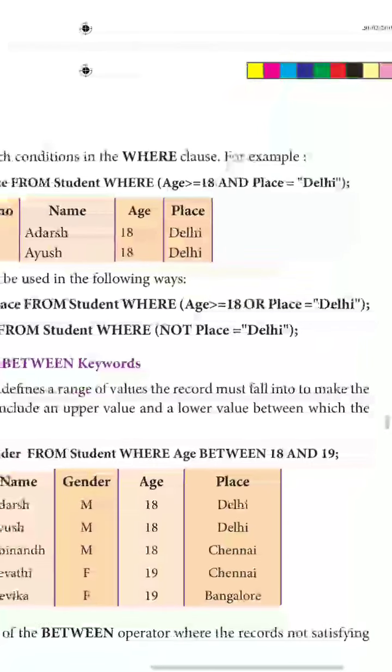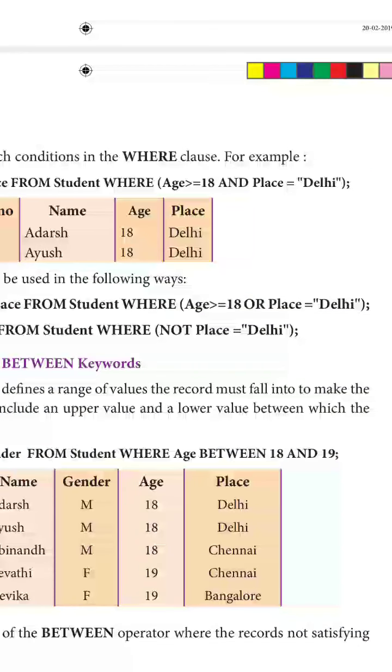And you can also use these and, or, not logic gates. Okay, so logic commands. And means both conditions must be true, or means either one of the conditions will be true, and not means in spite of Delhi it will show all the places of the student.